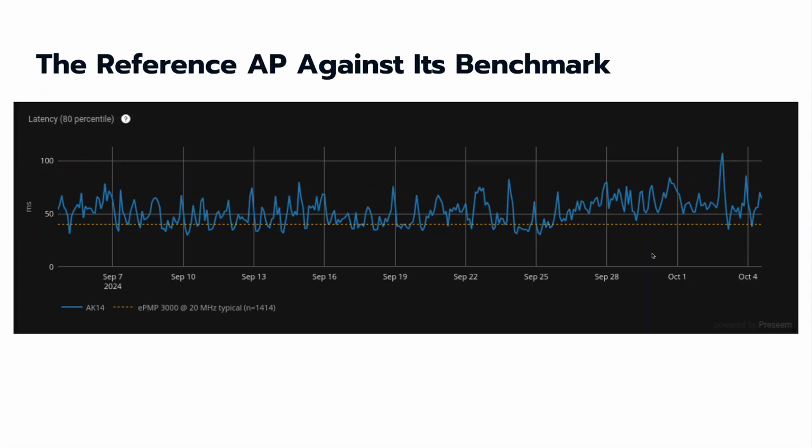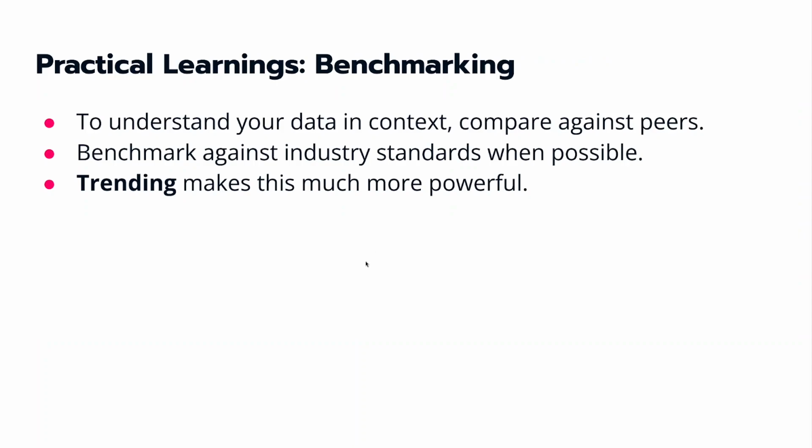And just for completeness, here's how our reference access point looks according to its industry benchmark. You can see that that's much closer to what we would expect. So that's benchmarking. This can be a powerful tool for making your network data useful in a proactive way, and you can use this to understand whether some metrics actually indicate a problem so that you can prioritize what preventative troubleshooting you should focus on to improve your network.